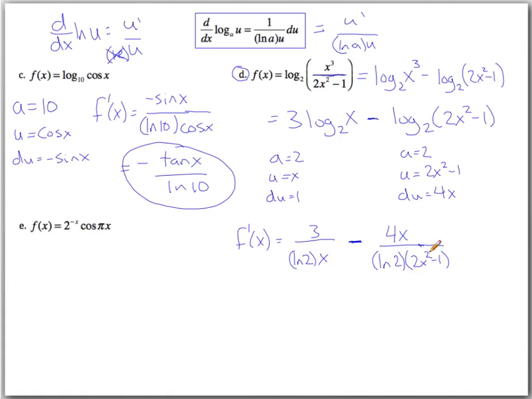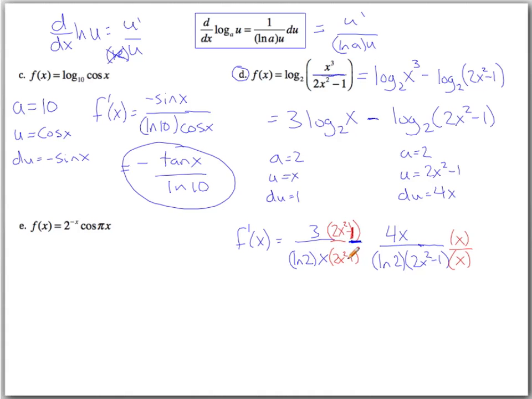Now looking at this, we can actually subtract them if we got a common denominator. So most likely you're going to see answers with a common denominator. So let's see, we're going to need to multiply here by some factors. So here we have natural log of 2 and an x. Here we have natural log of 2 and a 2x squared minus 1. So the one on the left is going to need a 2x squared minus 1. So we multiply top and bottom here. And then the one on the right just needs an x.